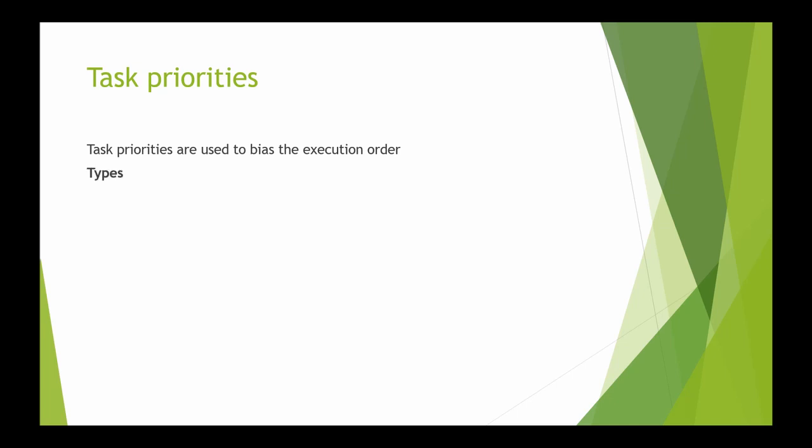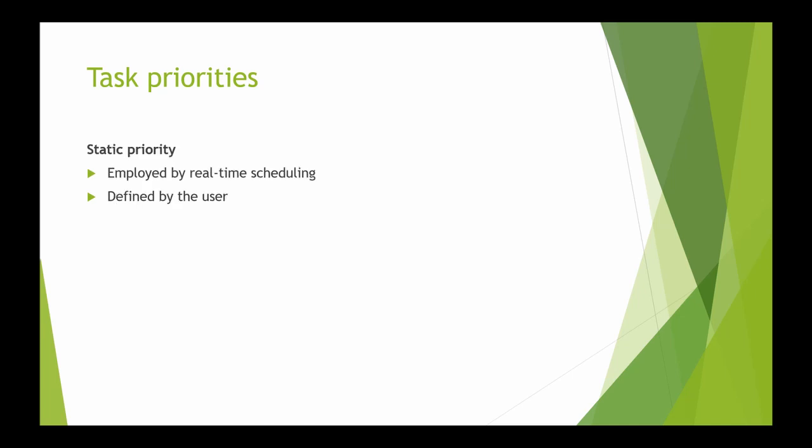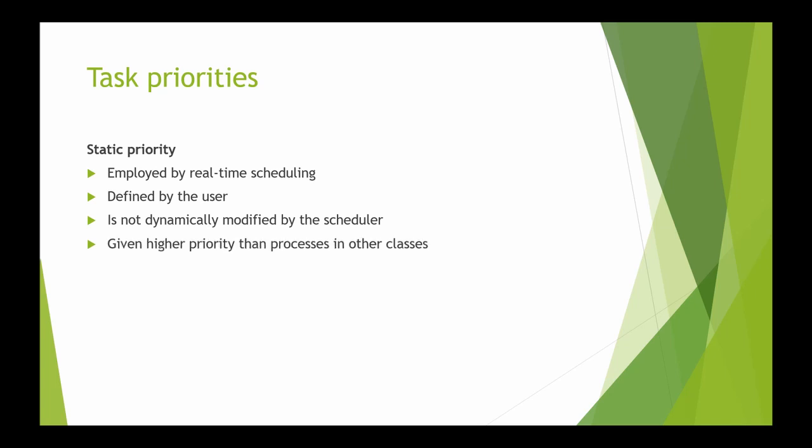There are two types of priorities: static priority and dynamic priority. Static priority is used by the real-time scheduling class. It is defined by the user, that is, the programmer. It is not dynamically modified by the scheduler, it is constant. And also, processes with static priority are given higher priority than processes in other classes. Static priority can range from 0 to 99.